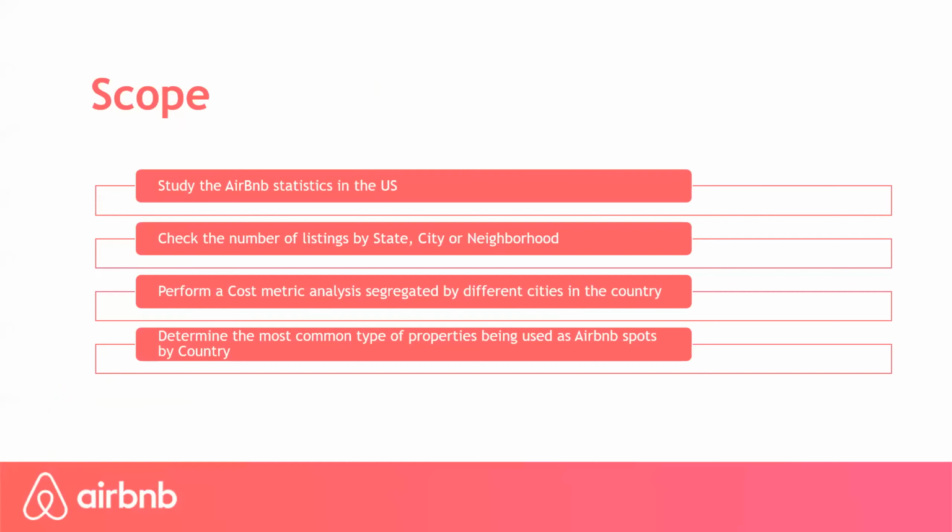Next. So the scope and objectives of our project were to generate reports to study the Airbnb statistics in the US, also check the number of listings by state, city, and neighborhood, and also perform a cost metric analysis segregated by different cities in the country and determine the most common type of properties being used as Airbnb spots in the US. Next.